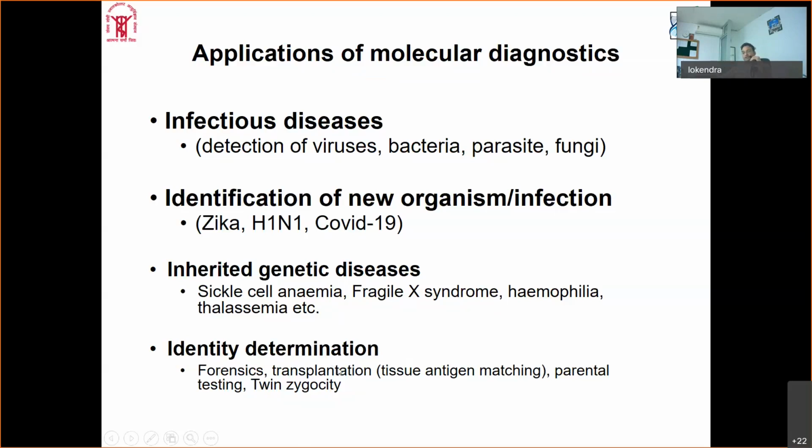So there is now a separate sort of testing that various types of agencies can use, for example in case of forensics, transplantation, parental testing, and twin zygosity. These are some of the important aspects which can determine the hereditary lineages, whether it is related to disease or in terms of identity.